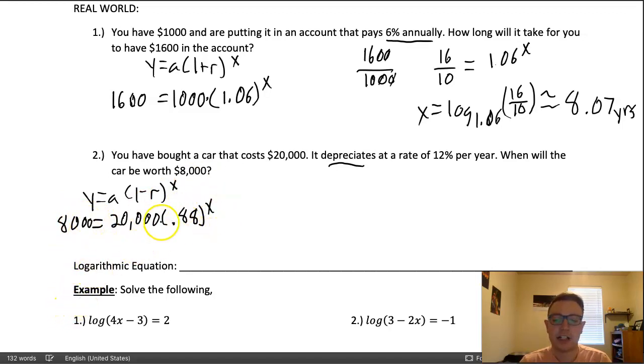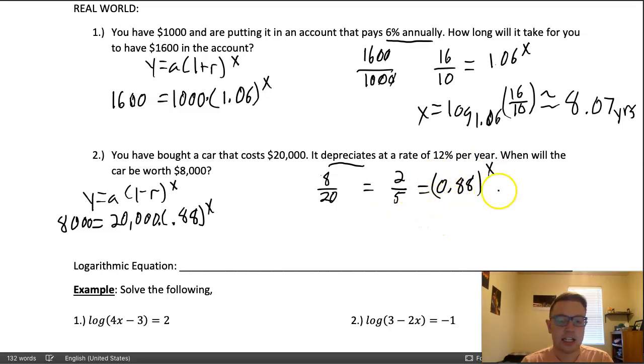Again, we're trying to solve for x, so we first need to get as much as we can over to the other side, or divide by 20,000. We get 8,000 over 20,000, or 8 over 20, which again can be reduced. Both of those are divisible by 4. That would be 2 over 5 is equal to 0.88 to the x.